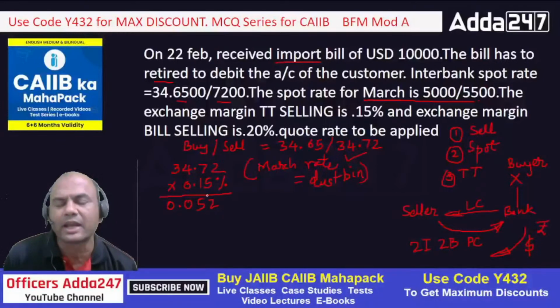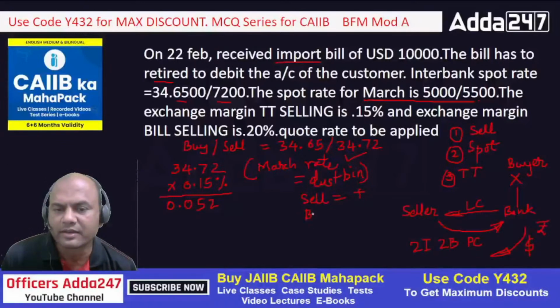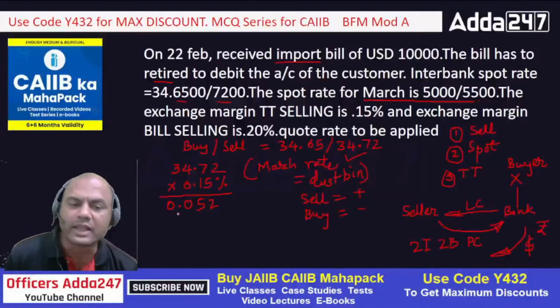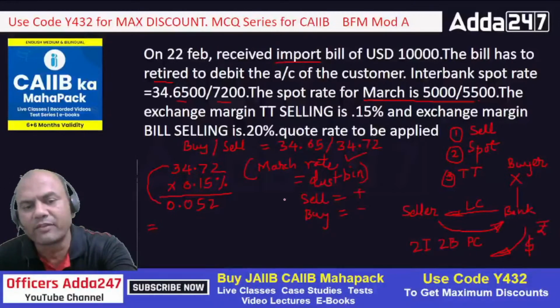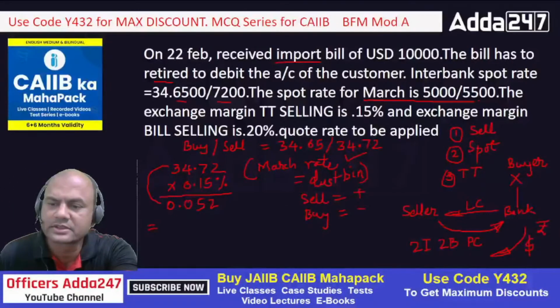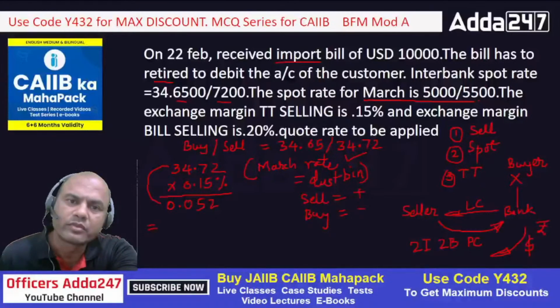Now what do I do with 0.052? Should I add or subtract? Always remember in TT margin, when I am selling, it's always plus. When I am buying, it's always minus. Right now I am selling because I have already decided that it's a sell transaction. So I'll add this: 34.72 plus 0.052. Everyone do it fast. What is the answer you're getting?